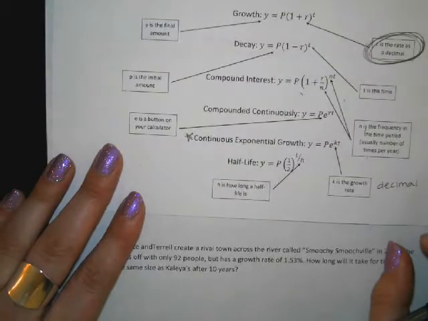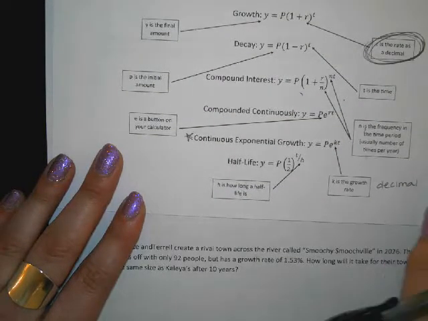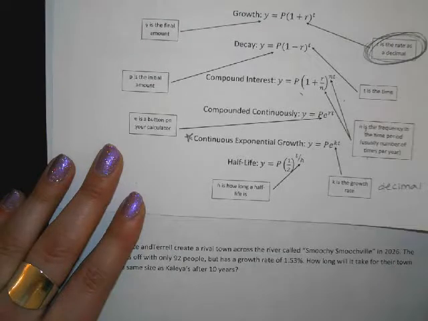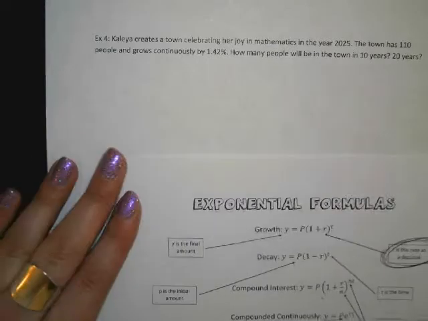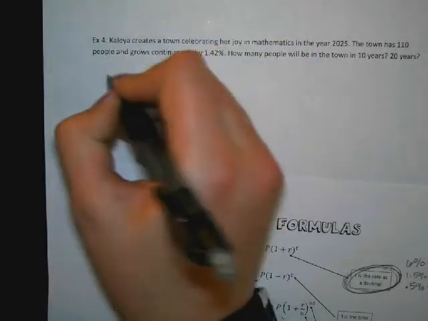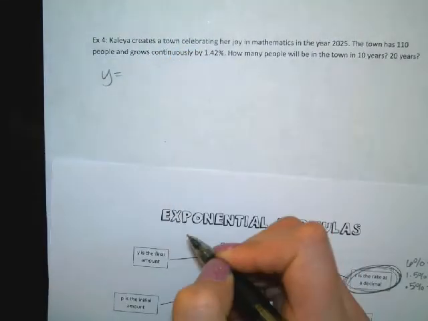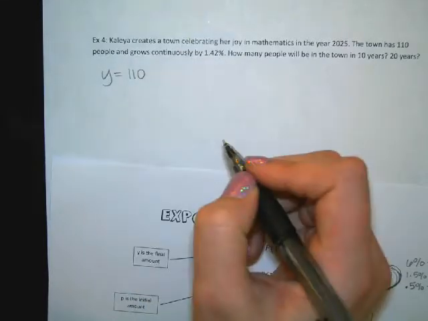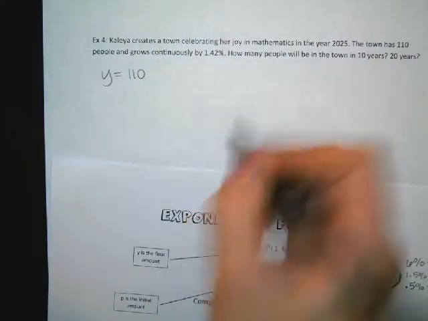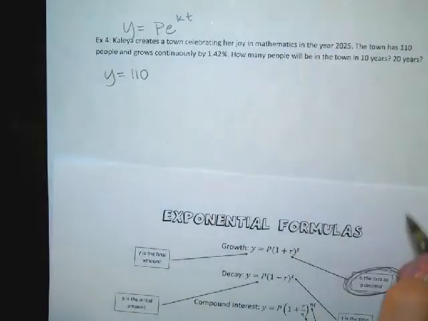Continuous exponential. They're basically the same, right? It's just instead of an R, you have a K. It's the same. Okay, so we're going to go ahead and write that we have y equals 110. Oh yeah, we can go ahead and write the formula. Y equals PE to the KT.